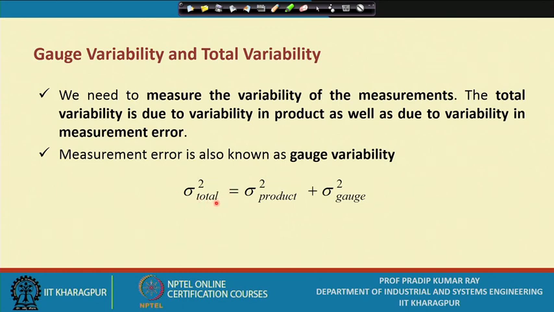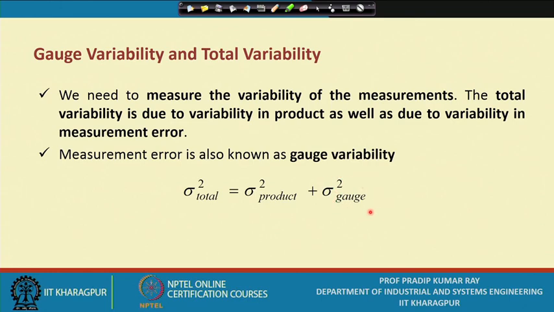So the notation is, how do you measure variability? Obviously you know that is basically a measure of dispersion, and the best possible measure of dispersion is variance. So the total variance is equated with the product variance and the gauge variance. Gauge means the measuring instrument. Sometimes this is referred to as the measurement error.